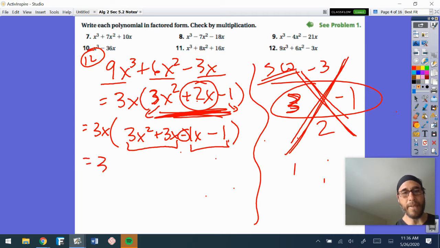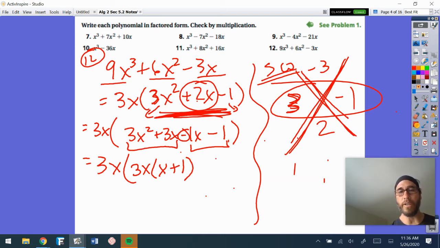Now, what's common between those first two guys? Well, a 3 and an x, right, class? And then remember, we're factoring that out. Factoring is like division. So 3x squared divided by 3x is an x, and 3x divided by 3x, they all go away. But remember, it's division. So 3x divided by 3x is 1, so it's going to be a plus 1. Remember, that negative sign carries down.